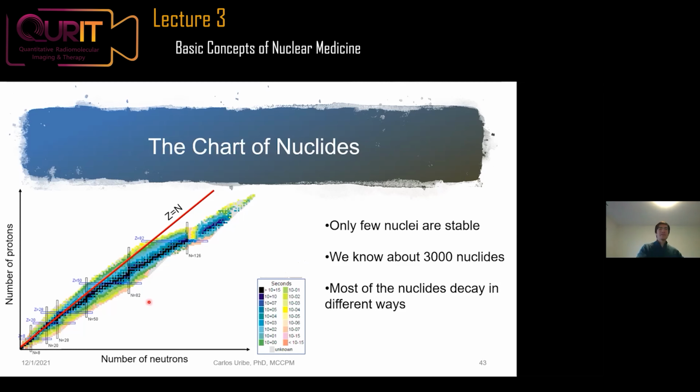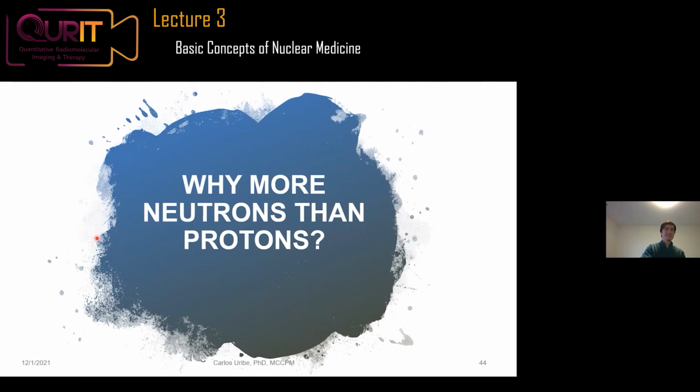But then something really interesting, that hopefully catches your eye: if this red line is where the same number of protons and neutrons happens, we're seeing that most of our nuclides have more neutrons than protons. So the question becomes, why do we have more neutrons than protons? Would anyone be able to give an idea of why that would be?